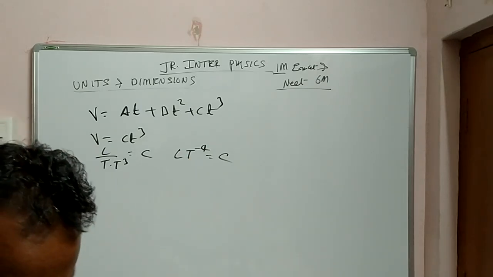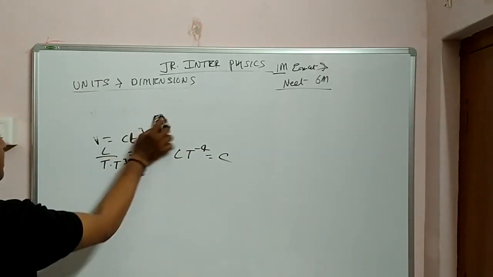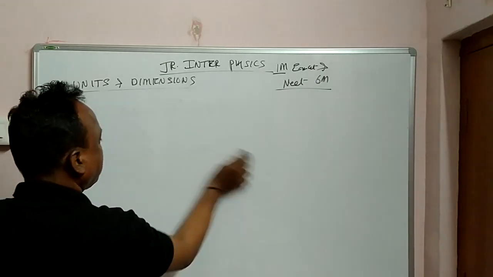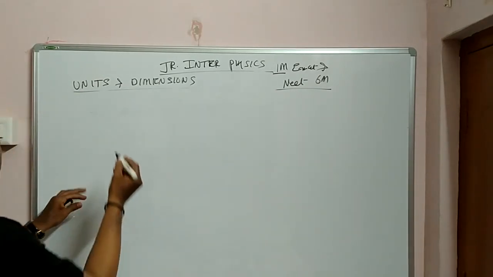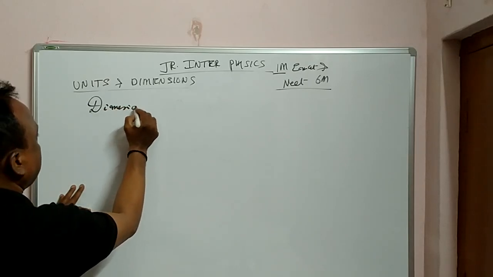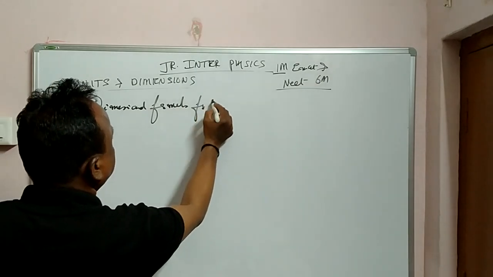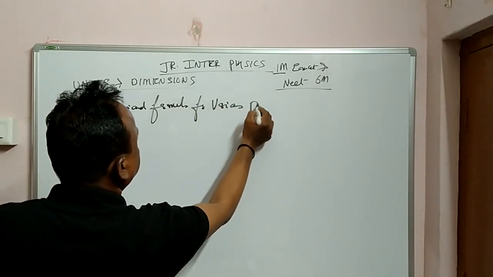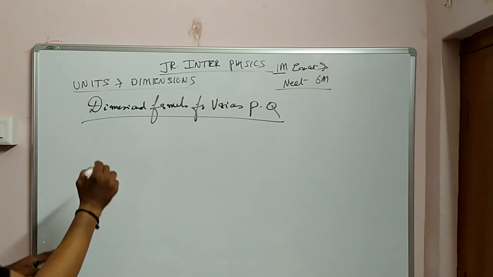Now let us see some dimension formulas for various physical quantities before going into further numerical problems. Let us see the dimension formulas for various physical quantities. So generally, what is the dimension formula?